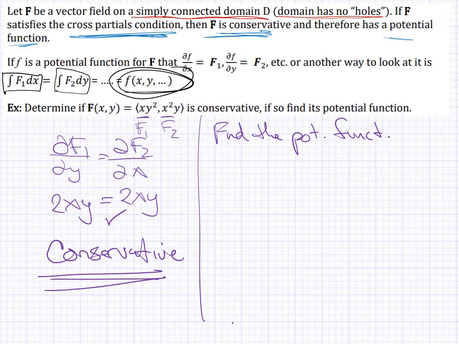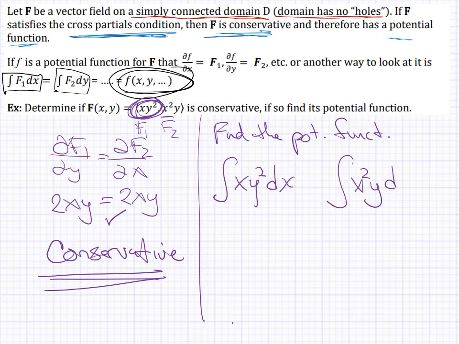simply by integrating. I should integrate xy squared with respect to x because I got this piece by differentiating with respect to x. And I should also integrate f2 with respect to y. But remember, they should equal each other because they're both going to go back to that function f. This is going to give me that function f. This is going to give me that function f. So they should equal each other. And that's really the key to getting this to work.